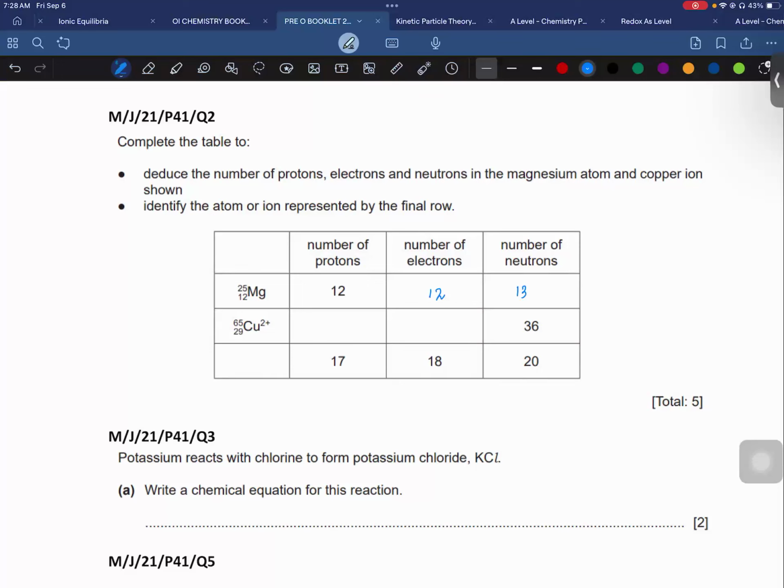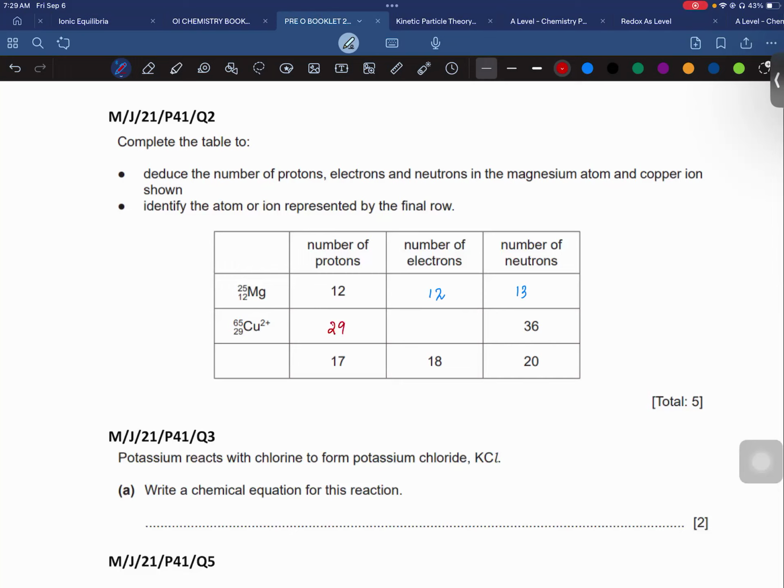So then the number of protons on the next one, the copper, will be 65 and 29. So 29 minus 2, which equals 27. The number of protons is 27, the number of electrons is 29, and the number of neutrons is 36, right? So how many protons are there in copper 2 plus? There will be 27? No, 29.